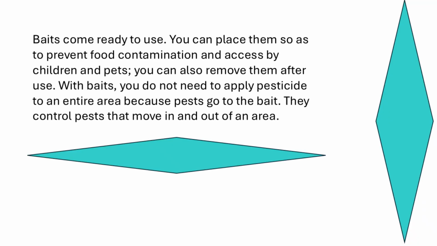Baits come ready to use. You can place them so as to prevent food contamination and access by children and pets. You can also remove them after use. With baits, you do not need to apply pesticide to an entire area because pests go to the bait. They control pests that move in and out of an area.